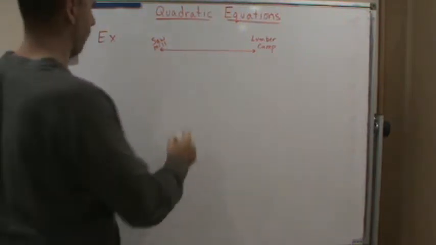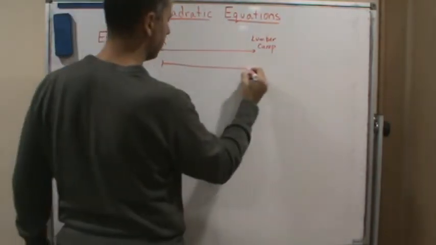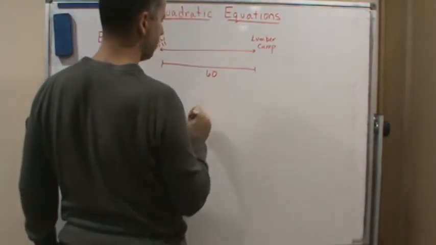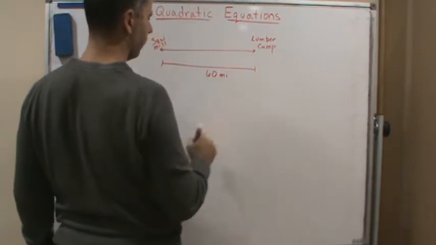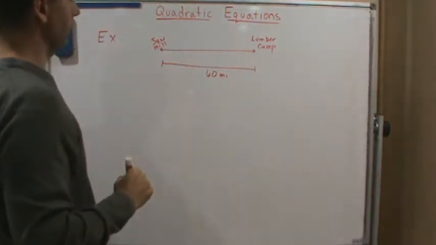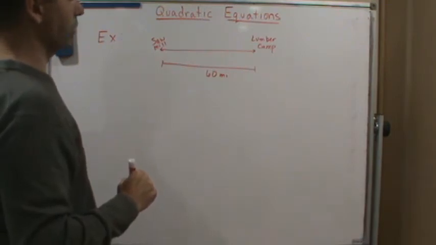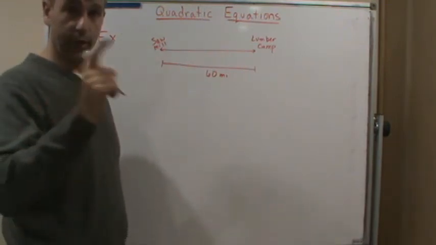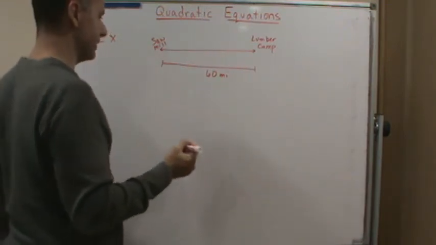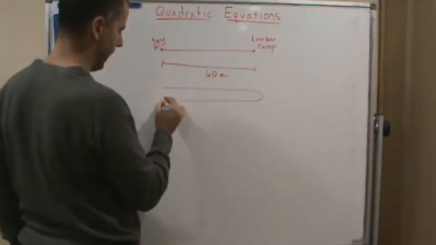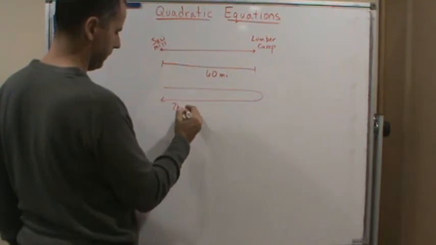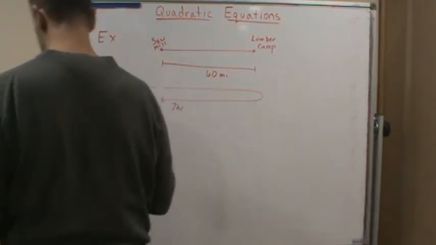Okay, so this distance, 60 miles, and the truck goes there and back in 7 hours. So it goes there and back in 7 hours.